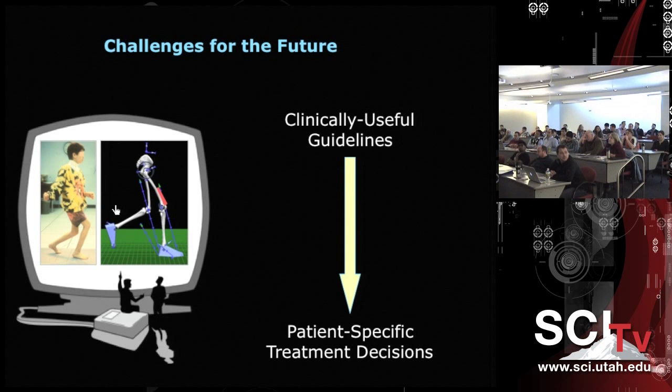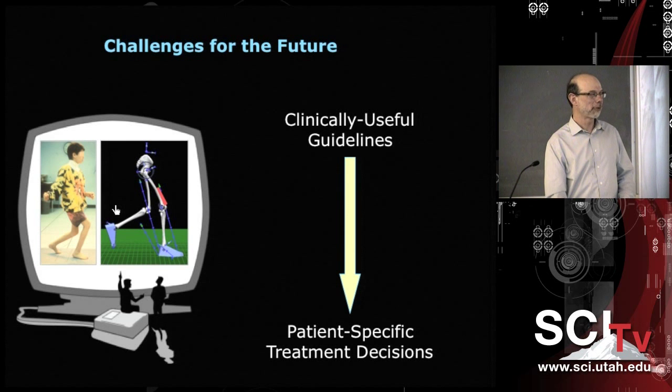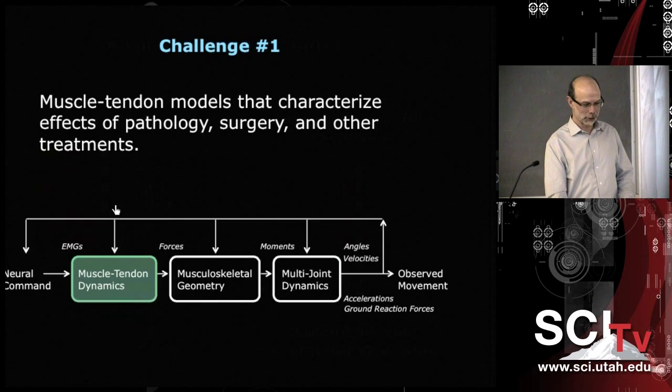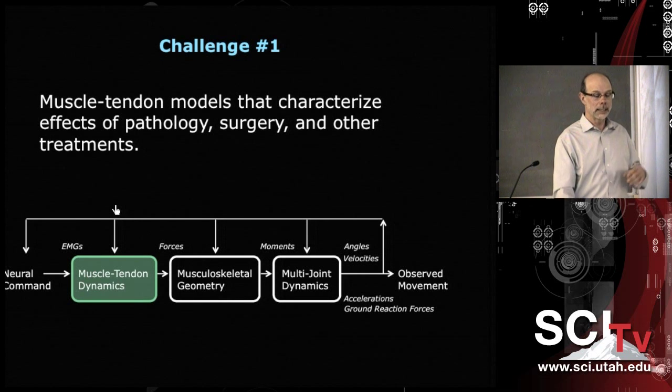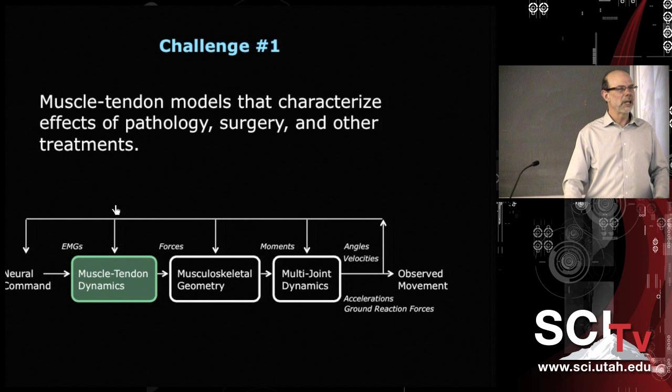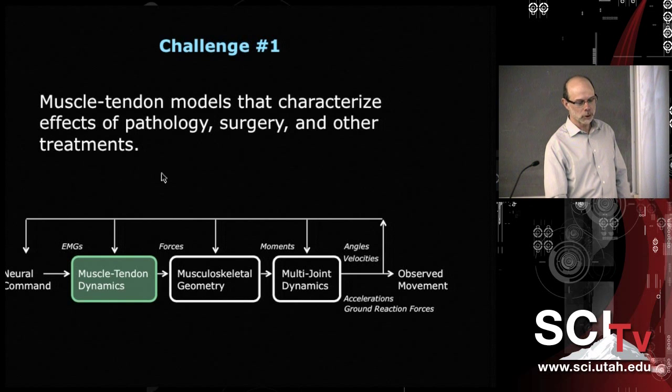Okay. Five of the 37 challenges for the future. Hopefully I will name some of your challenges. So we're pretty good at modeling normal muscle, the field, that is. There have been thousands of experiments on muscle, that's normal muscle in a dish. We know very little about muscle with pathology or after surgery or after treatments.